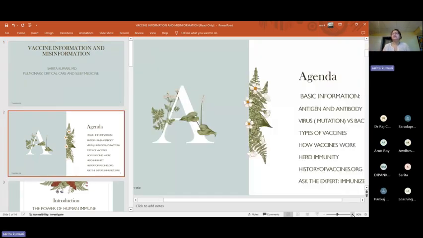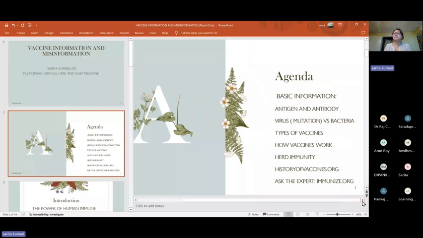So this is the agenda today. First, a little bit of basic information about antigen and antibody, virus mutation, virus versus bacteria, different types of vaccine, how vaccines work, and what is herd immunity. There are two websites if you want to look into detail: historyofvaccine.org and Ask the Expert, where you can ask any question about vaccines, at immunize.org. This is basically in layman terms and some medical terms also.